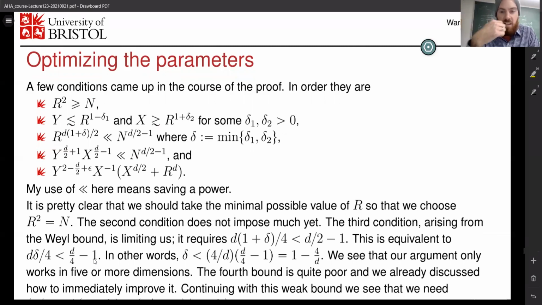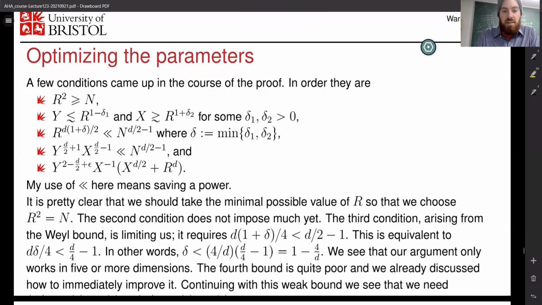Let's skip the second condition and just see where the third condition gets us. We need this following linear relation, which is the same as saying that delta should be smaller than 1 minus 4 over d. And we're seeing again, this needs to be something smaller than 1 itself. So we're seeing again that d needs to be at least 5.